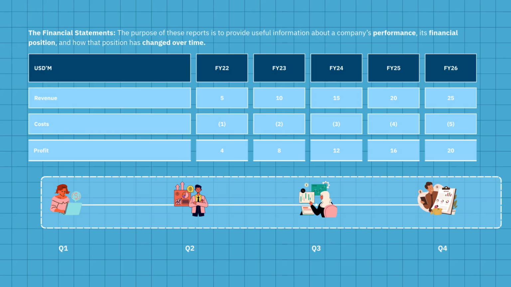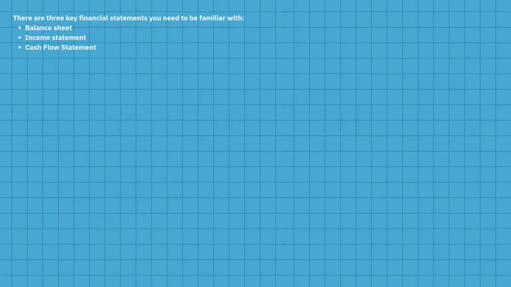Financial reports are issued at regular intervals. Depending on regulatory requirements, companies may report quarterly, semi-annually, or annually. A financial report includes the financial statements themselves, along with additional disclosures that help users interpret the numbers. There are three key financial statements you need to be familiar with: the balance sheet, the income statement, and the statement of cash flows. Together, these statements form the foundation of financial analysis.